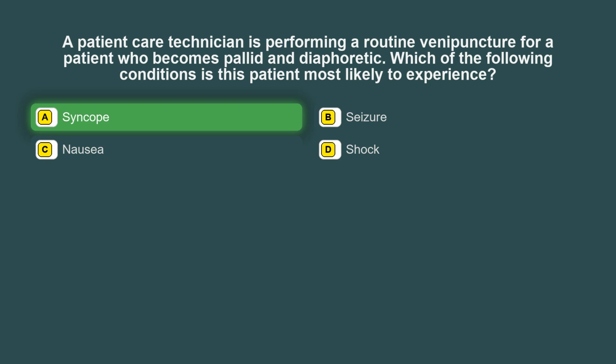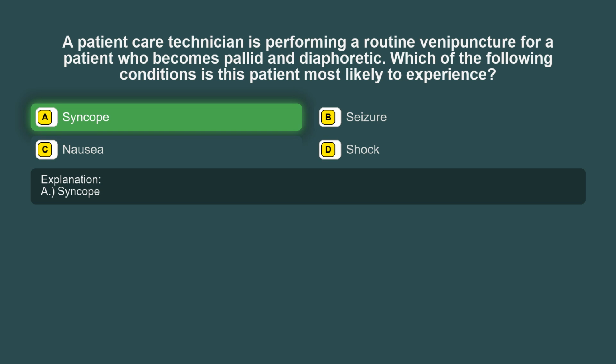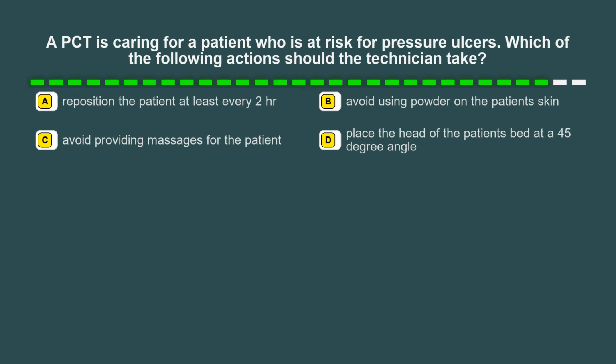The correct answer is option A, syncope. Question 62. A PCT is caring for a patient who is at risk for pressure ulcers. Which of the following actions should the technician take? Option A, reposition the patient at least every 2 hours. Option B, avoid using powder on the patient's skin. Option C, avoid providing massages for the patient. Option D, place the head of the patient's bed at a 45-degree angle.